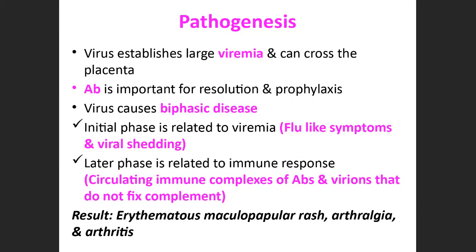Secondary viremia means the second phase of viremia. Infection starts, and there are two phases: first phase, second phase. Infection is called viremia, isn't it? So the initial phase is related to viremia, meaning flu-like symptoms and viral shedding. In any viral infection, you will see these flu-like symptoms, isn't it? So that is known as viremia. There is an initial phase and there is a later phase. You got it? Secondary viremia means the second phase of the disease.